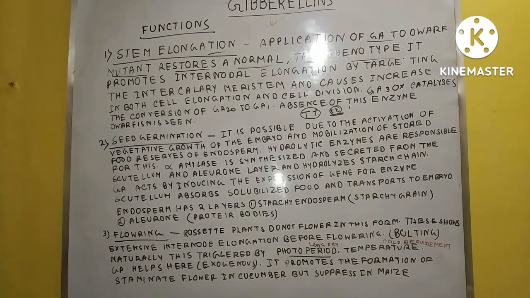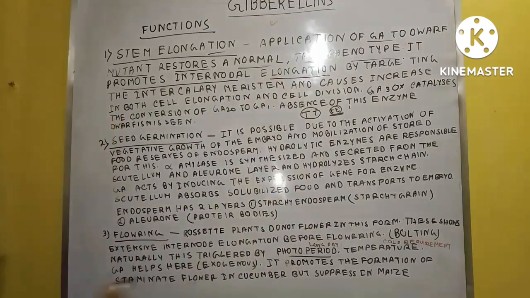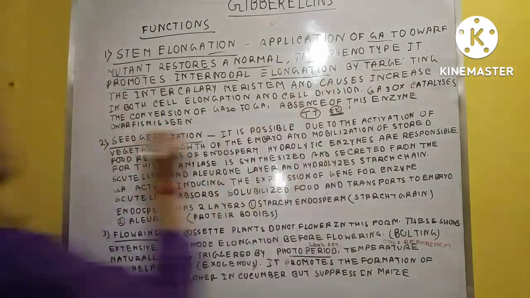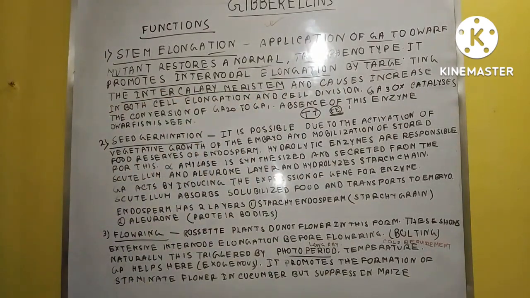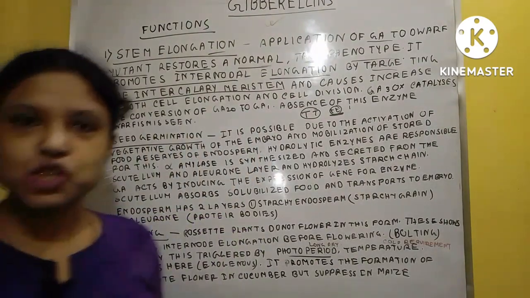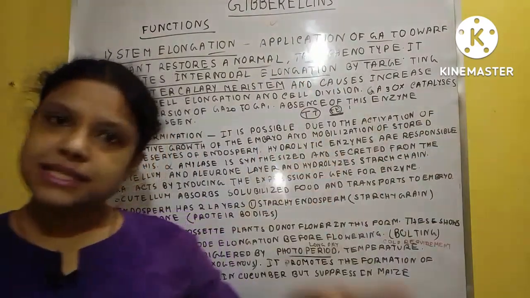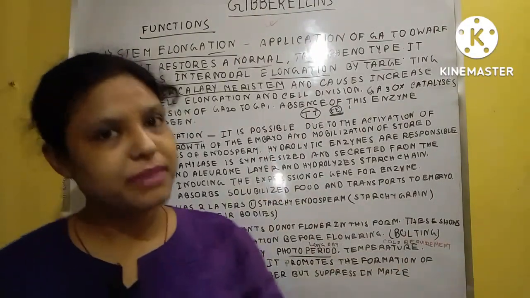So how is this possible? When we apply gibberellin, it promotes the internodal elongation by targeting the intercalary meristem. I already described the two types of meristematic tissue: one is the apical, and another is the intercalary meristematic tissue.